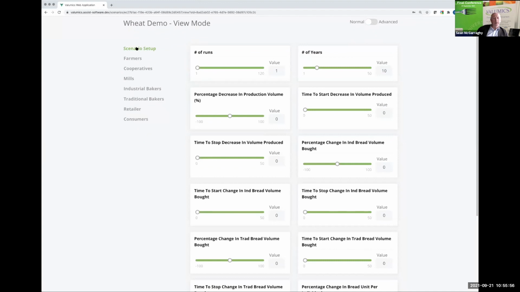So here are the kind of things that are relevant to the scenario as a whole. How many runs do we want to do? The more you do, the more statistically significant are your results. How many years do we want to run it for? From 2020 to 2030, that would be 10 years. That would be our decision horizon for this particular model.